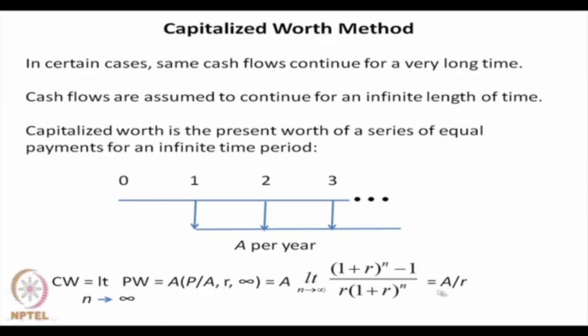So, this is a much simpler formula to use. Suppose, for example, A is 100, r is 0.1, then the capitalized worth is equal to 100 by 0.1, which is 1000. This is the meaning.